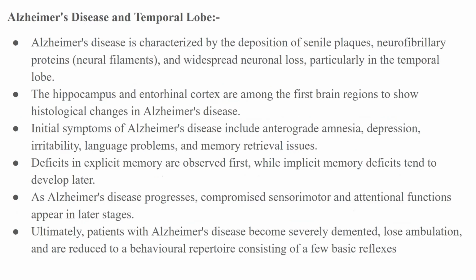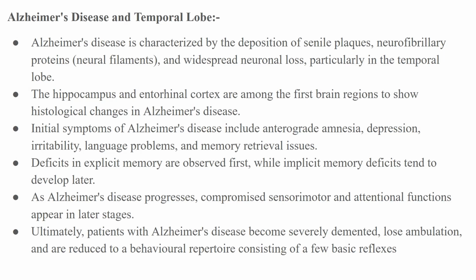So Alzheimer's disease is characterized by deposition of senile plaques, neurofibrillary proteins, or we can say neural filaments, and widespread neuronal loss, particularly in the temporal lobe. Hippocampus and entorhinal cortex are among the first brain regions to show histological changes in Alzheimer's disease. What are the initial symptoms? Anterograde amnesia, then depression, irritability, language problems, and memory retrieval issues.